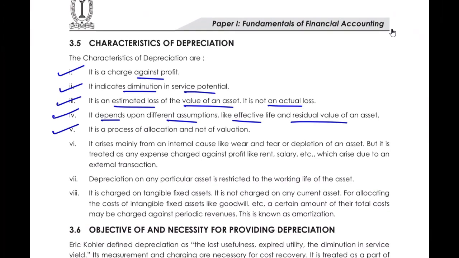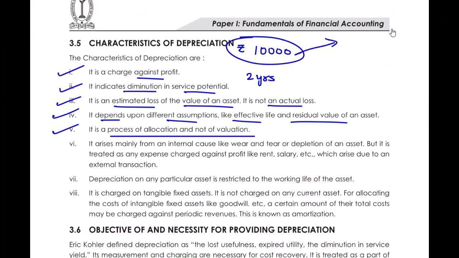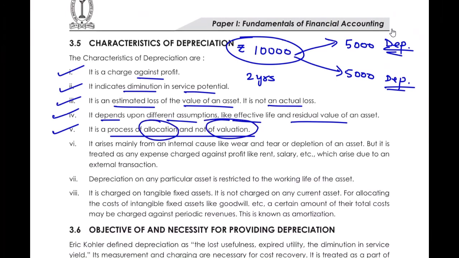It is a process of allocation, not valuation, because if an asset is of 10,000 and it has a life of 2 years, what I am doing is allocating the cost of the asset over 2 different years, 5,000 and 5,000, in the name of depreciation. Okay, so this is just an allocation, not a valuation. It arises from wear and tear.